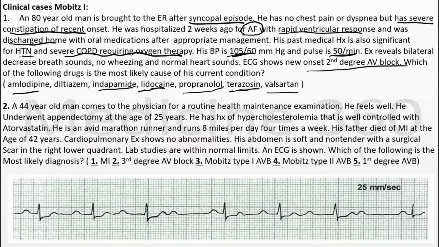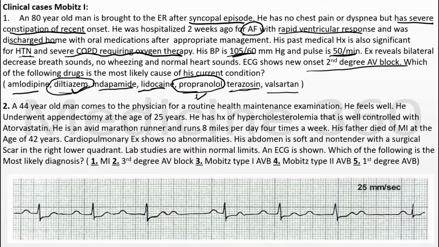We will choose one. It can be propranolol or diltiazem, which was prescribed to the patient. As the patient has COPD, a severe chronic obstructive pulmonary disease, the patient cannot be prescribed propranolol as it can worsen the COPD. So the patient was most likely prescribed diltiazem, which explains the constipation and the second degree heart block.